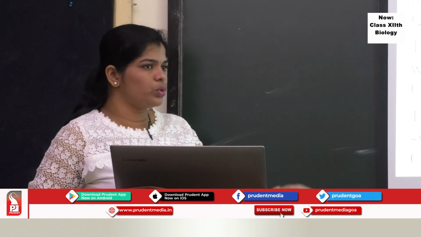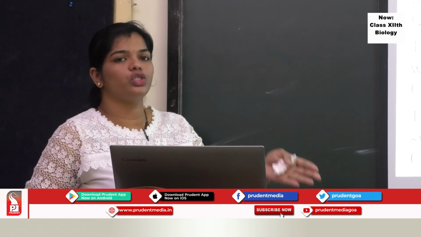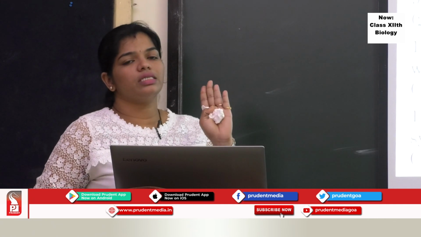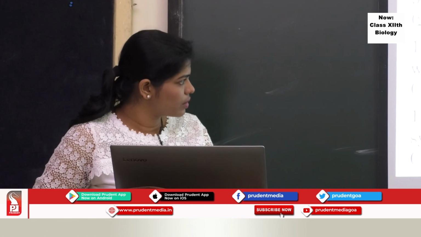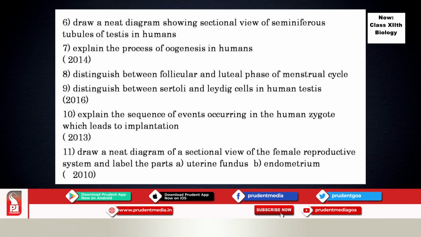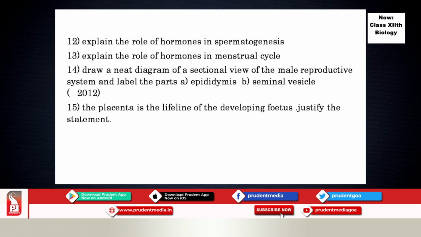From the zygote to the cleavage, from cleavage to the blastocyst, morula and all those layers. Then the sectional view of female reproductive system diagram is asked again. The hormones involved in spermatogenesis, we have discussed this before. Hormones involved in menstrual cycle, the answer was discussed before. Again, sectional view of male reproductive system was asked.